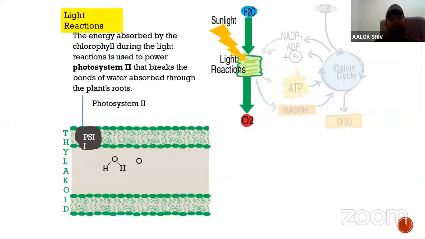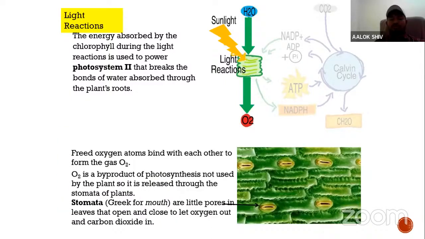So you can see here this photosystem second, and the energy is absorbed, and with the help of this energy the bond between the oxygen and hydrogen is broken down, and now the two oxygens will join and the oxygen molecule will form. When this oxygen molecule forms, it will be liberated through the stomata which is present on the leaf. Okay, you have seen this.